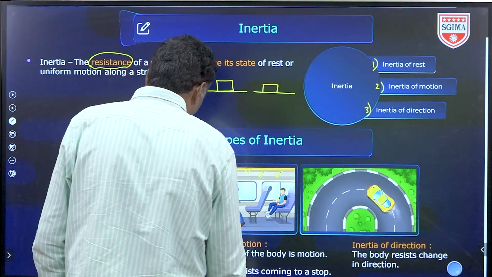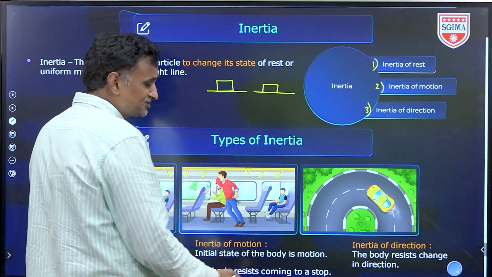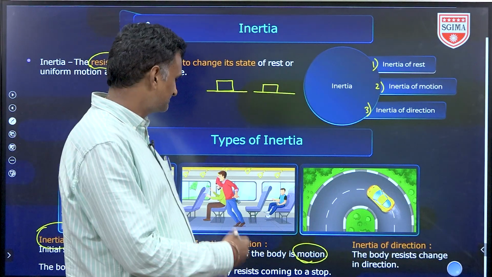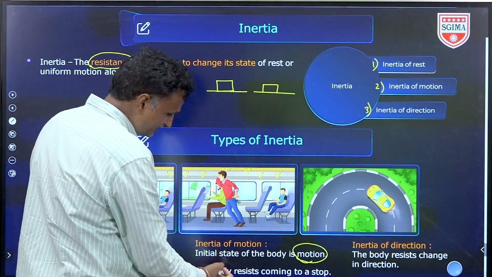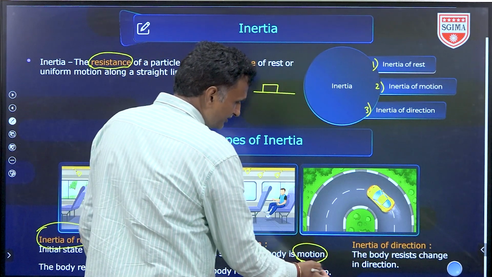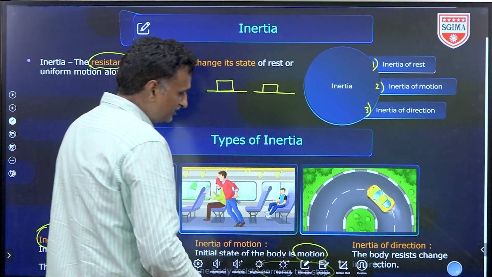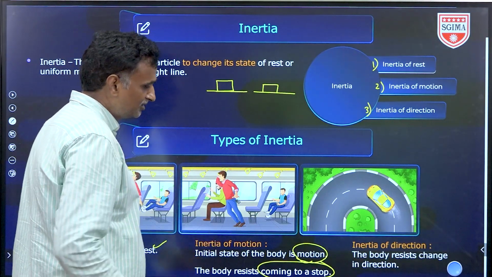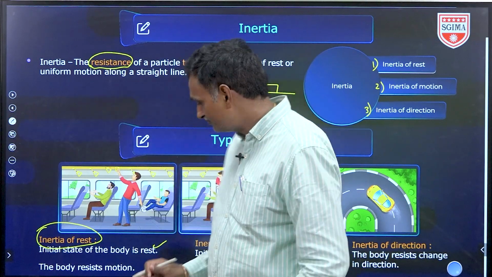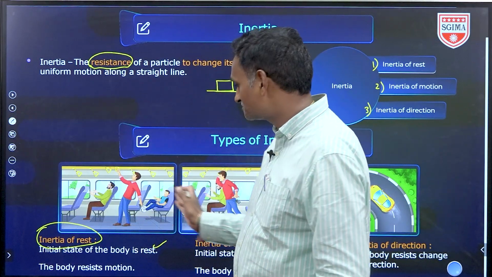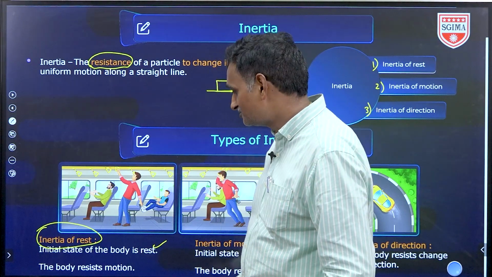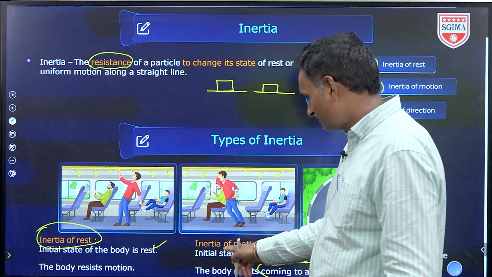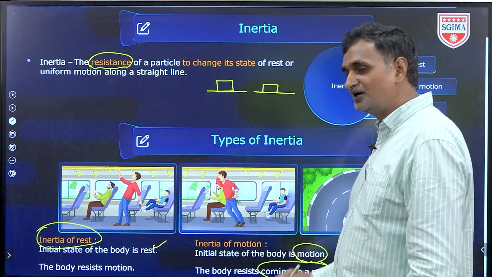Next, the second type, inertia of motion. The initial state of the body is in motion. Suppose we take the same example, and we will discuss the second statement also: the body resists coming to a stop. You need to understand, these are the basic terminology you can consider. From this you can observe the difference between the first one and the second one, that is, inertia of rest and inertia of motion. Observe here, in the first type the body is initially at rest, and in the second type, inertia of motion, the initial state of the body is in motion.